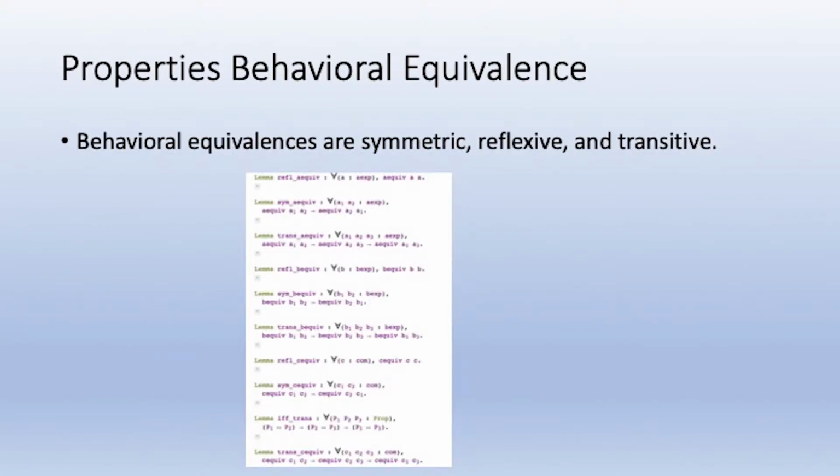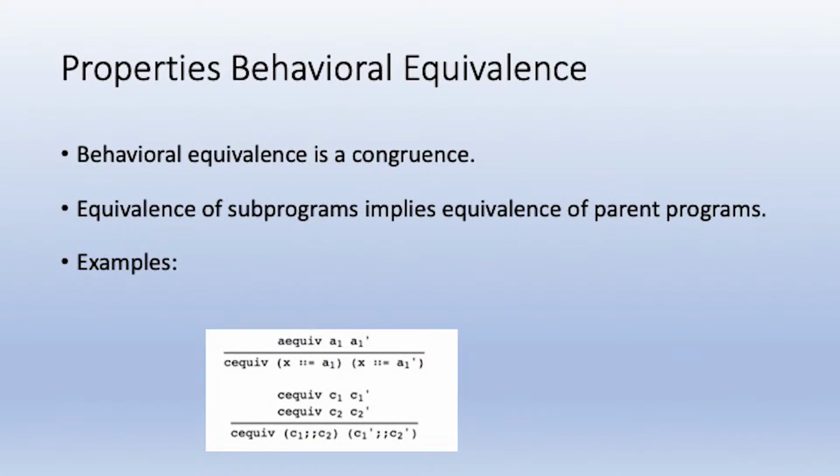Behavioral equivalences have some interesting properties. For one thing, they meet the formal rigorous definition of all equivalences in that they're symmetric, reflexive, and transitive. Finally, behavioral equivalences are congruent. If two subprograms are equivalent, then their parent programs are also equivalent.